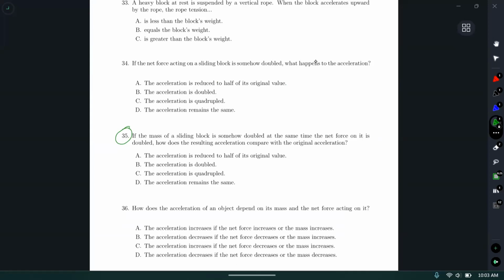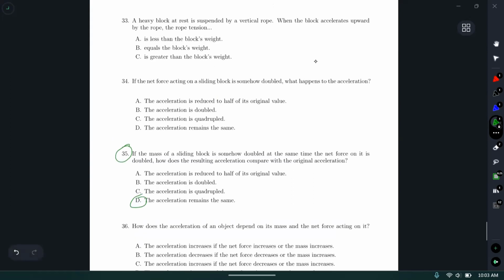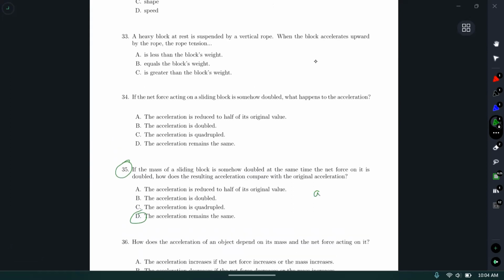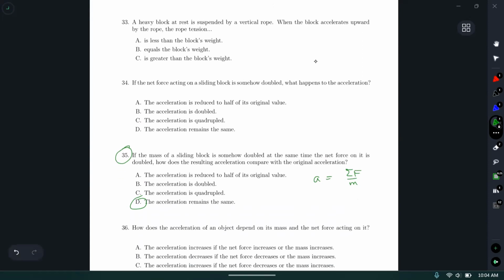It decreases the acceleration. But increasing net force does increase acceleration. So we've got competing things happening here. In fact, they exactly cancel each other out so that the acceleration doesn't change. To do that in a more mathy way, using Newton's second law, this is net force up top and mass on bottom. Pretend the net force was originally 1 newton and the mass was originally 1 kilogram.